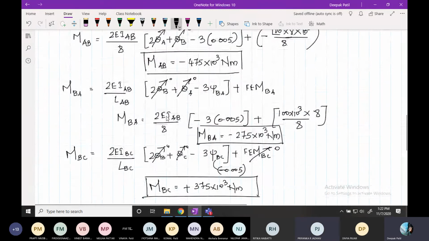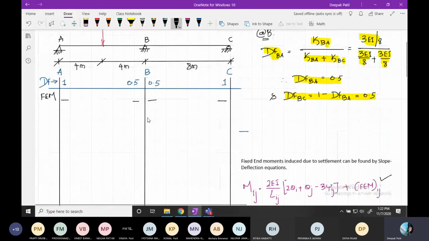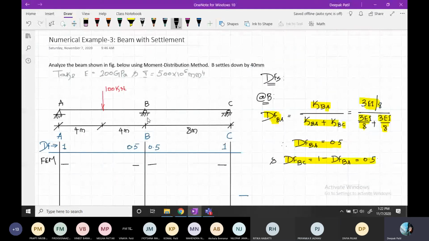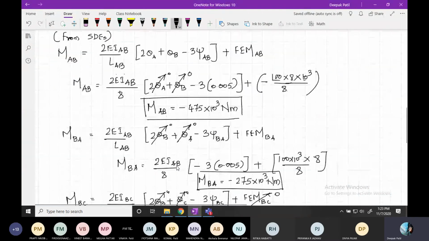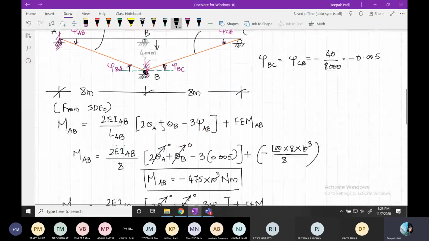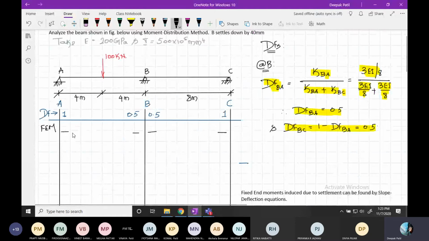Yeah, this is the only change whenever there is a settlement involved. Whenever there is a settlement, this is the only change. Whatever fixed moments we used to write directly in our previous numerical examples, you should not do that. Instead, these moments you have to find using these slope deflection equations properly, by finding proper chord angles and everything. Now these moments you need to substitute here instead of directly writing the fixed end moment. So let me write down those moments here.